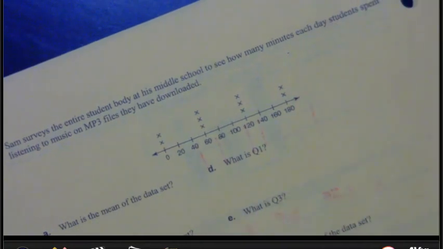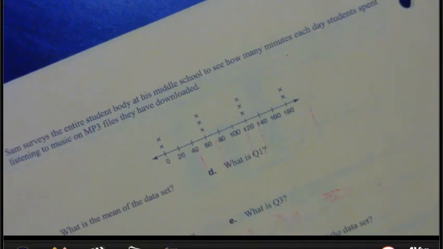All right. Number 13. Sam surveys the entire population of the middle school to see how many minutes each student spent listening to music on MP3 files they have downloaded. So what is the mean of the data set? To find the mean, we're going to have to add all of our numbers up again. So let me zoom out here.